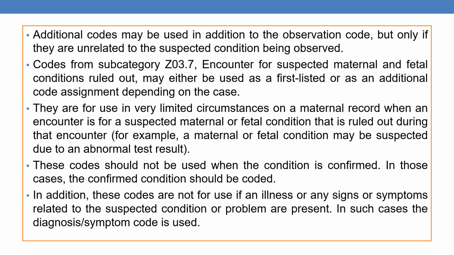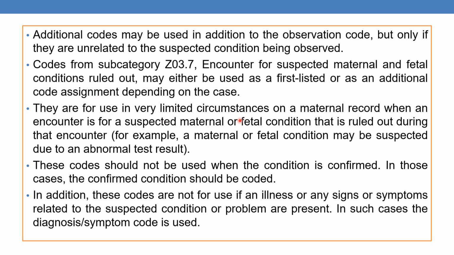Additional codes may be used if they are unrelated to the suspected condition being observed. And the codes from the subcategory Z03.7, encounter for suspected maternal and fetal conditions ruled out, may either be used as first listed or as an additional code assignment depending upon the reason for the encounter or the particular case.